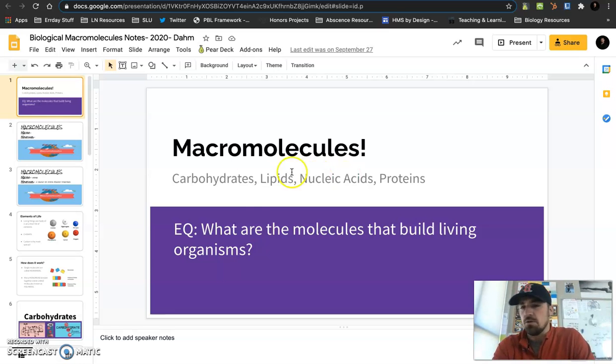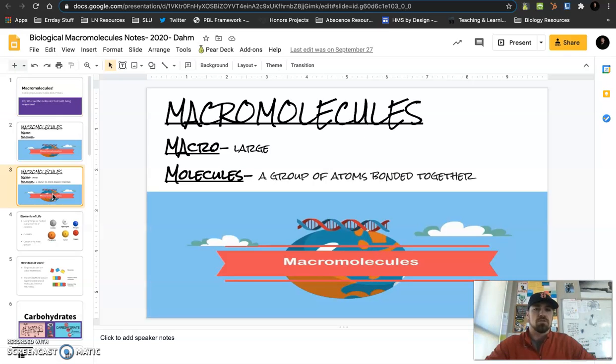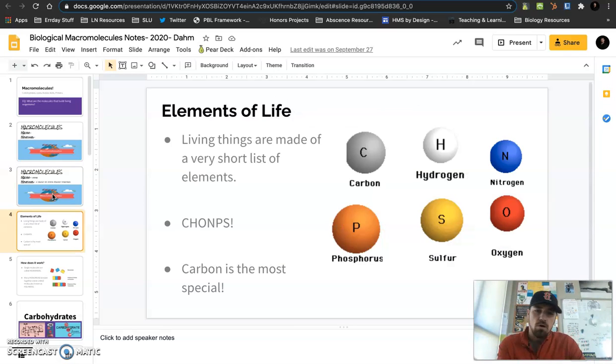Okay. So obviously when we started looking at macromolecules, these are the big, large molecules that make us up as individuals. All of those things are made up of these primary elements: carbon, hydrogen, nitrogen, phosphorus, sulfur, and oxygen, right? That's the CHNOPS that we kind of briefly discussed. We talked about carbon being that most special one because of all the attachment points that carbons have, right? And those attachment points we call bonds. The bonds are really, really important because that's what holds things together.